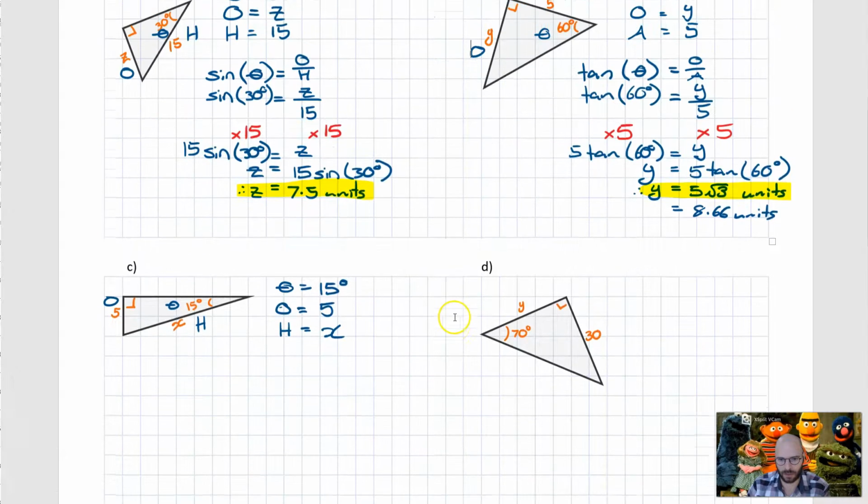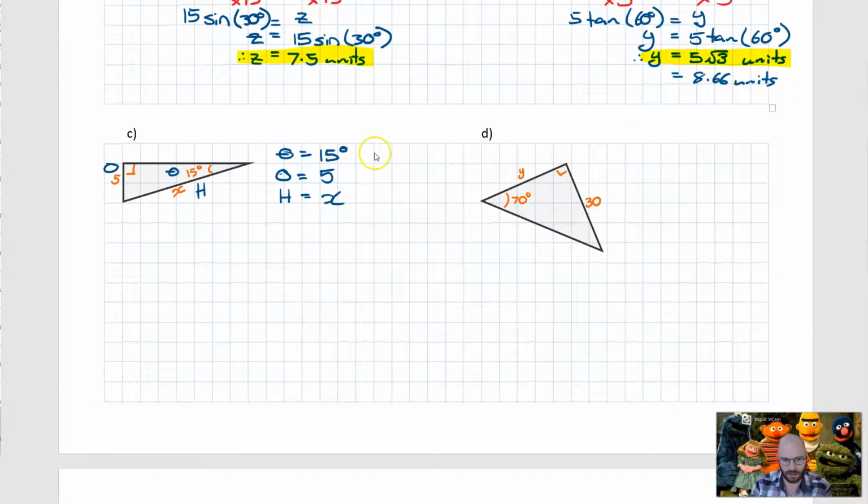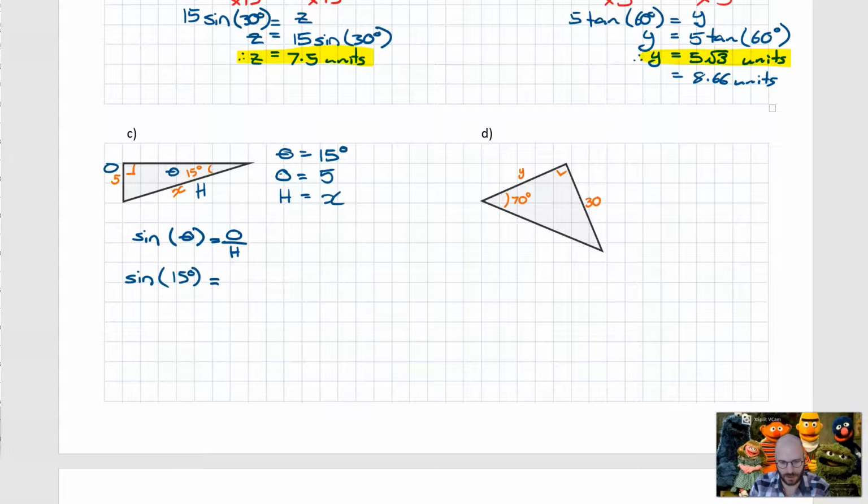Now we go up and we have a look at the ratios we have. We've got the opposite and the hypotenuse. So we're using sine. So I write out the sine ratio. Sine theta is equal to the opposite over the hypotenuse. Now I sub in my values. Sine 15 degrees is equal to 5 over x.